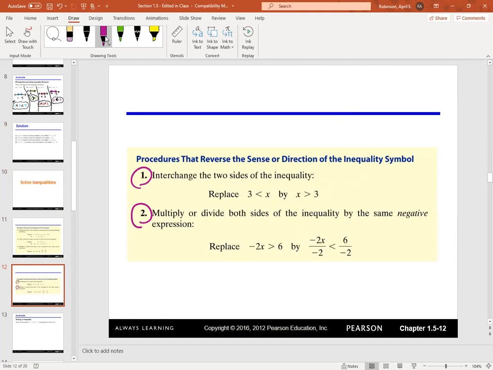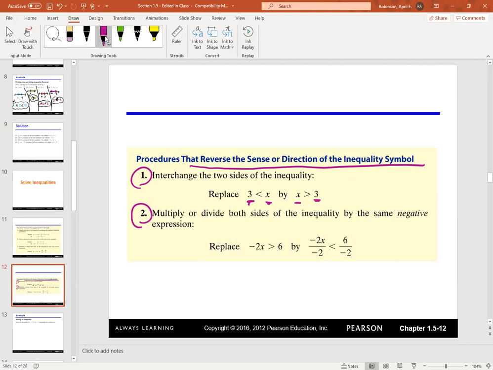There are times when you will have to reverse the direction of your inequality symbol. The first one is if you switch sides. So here it says 3 is less than x. If you switch the 3 and the x, and you put the 3 on the right and the x on the left, you also have to switch the inequality. Because if you're saying 3 is less than x, that's the same thing as saying x is greater than 3. So if you switch sides, switch the sign.